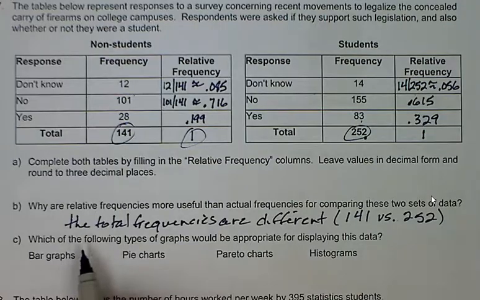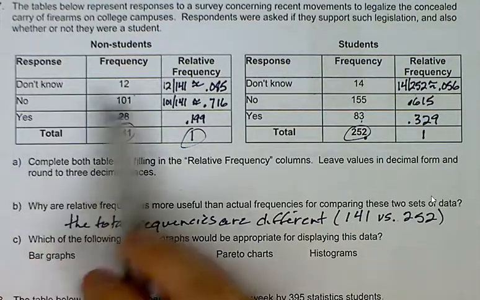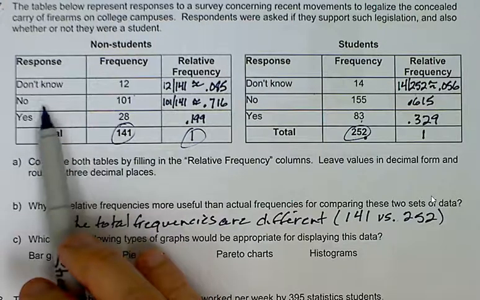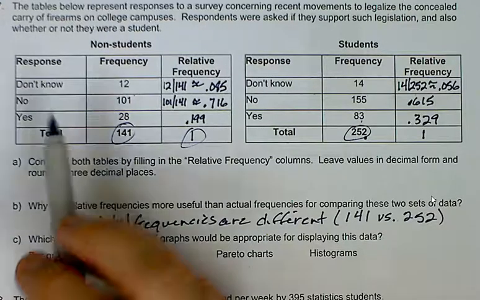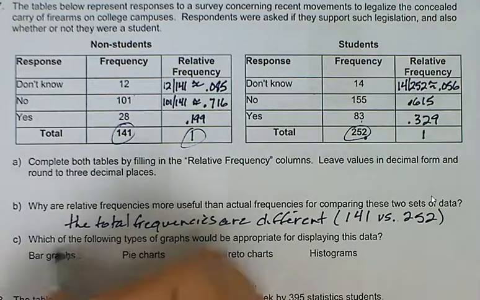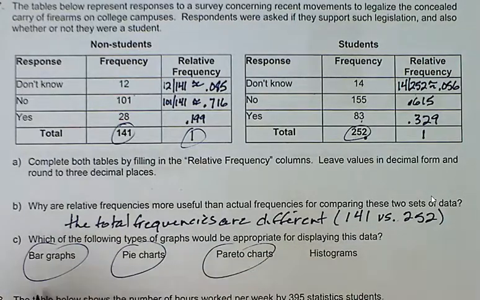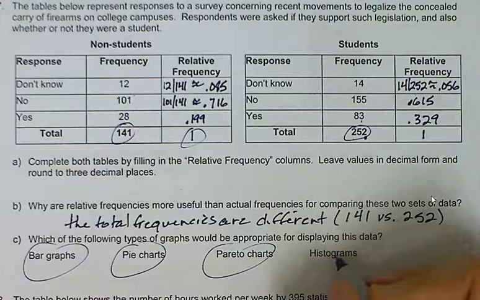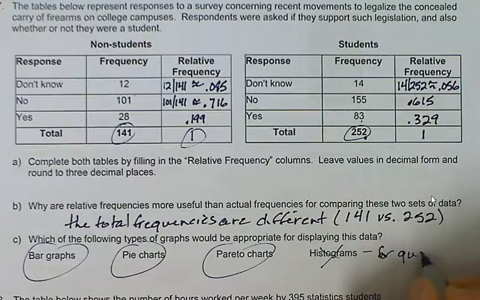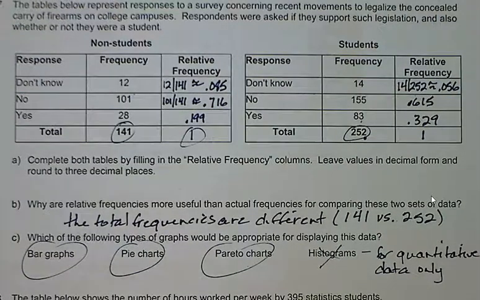The next question is which of the following types of graphs would be more appropriate for displaying this data? If we look at the survey responses, this is categorical data because the survey responses were words. So anything that's appropriate for categorical data would be good for this data. That would include bar graphs, pie charts, Pareto charts, which are just another form of a bar graph. The one that wouldn't be appropriate would be a histogram, because this is for quantitative data only. That would not be appropriate for categorical data.